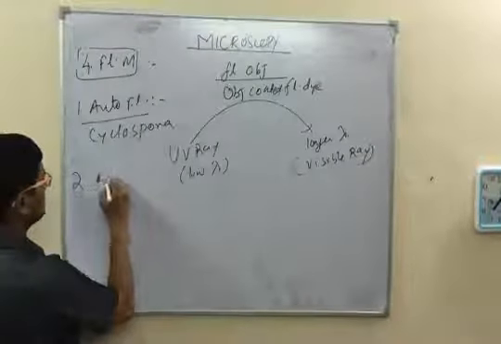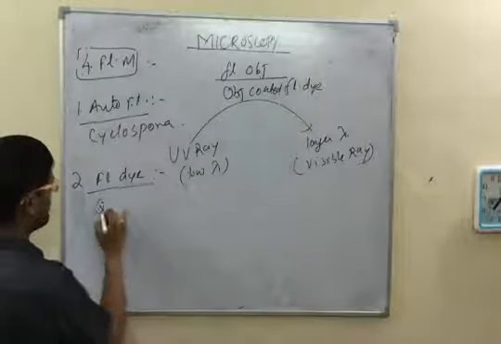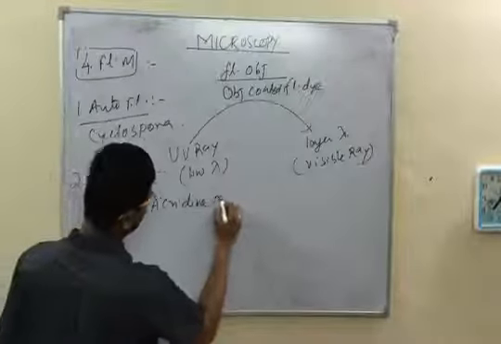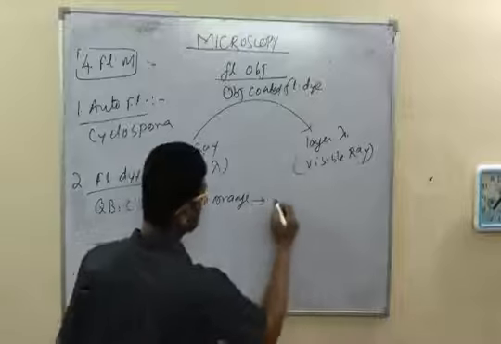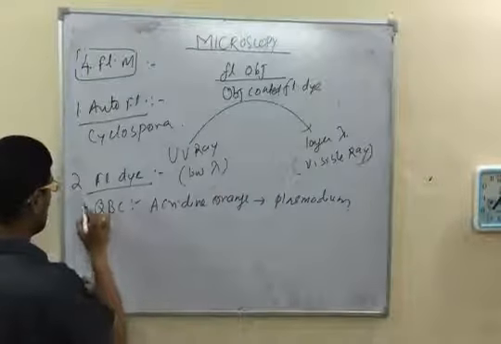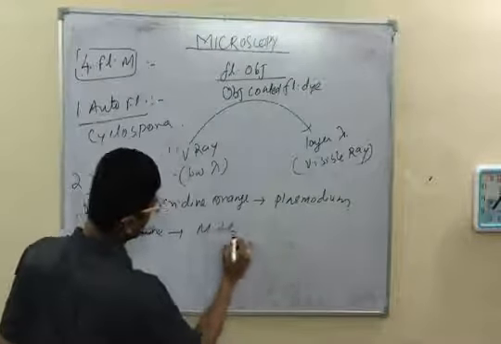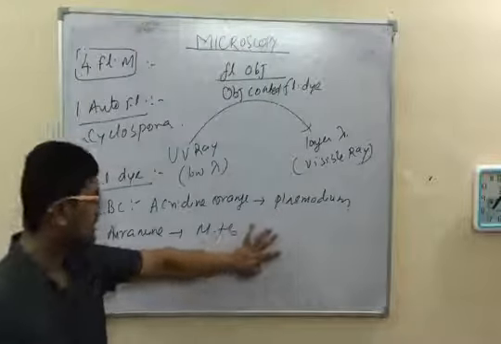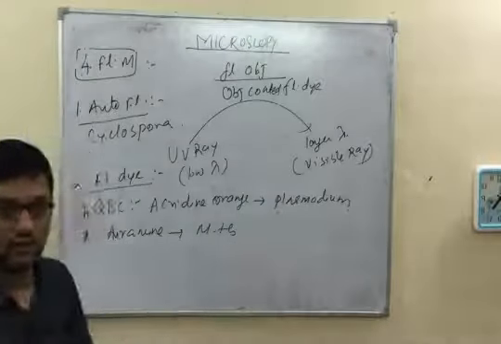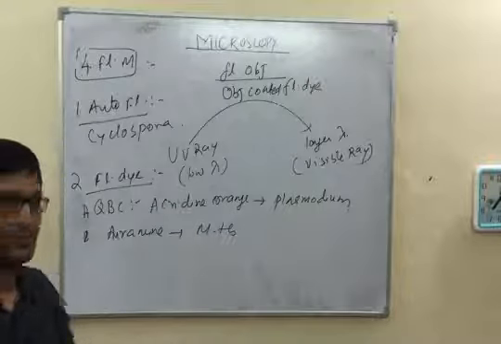There are various bacteria or parasites which can be stained by fluorescent dye. For example, QBC, quantitative buffy coat examination, is a method where we use acridine orange dye to stain malaria parasite, Plasmodium. Similarly, auramine phenol staining is used. Auramine is a fluorescent dye used to stain Mycobacterium tuberculosis. So these organisms are not self-fluorescent in nature, but if you use a fluorescent dye to stain them, you can demonstrate the organism. But here again the problem is the staining will be non-specific in nature.